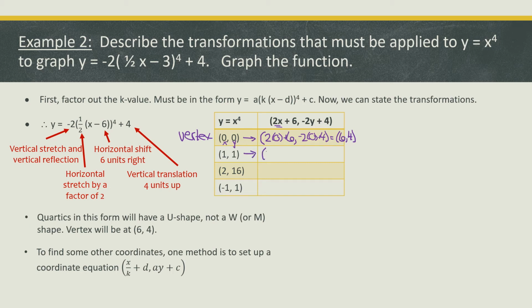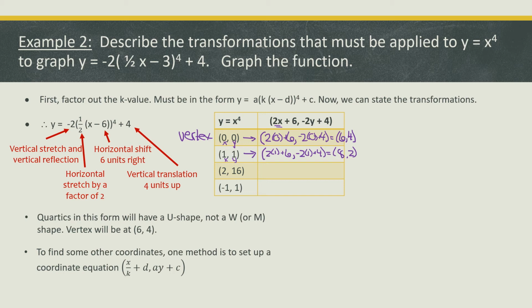So I'm going to do 2 times 1 and then add 6. That'll tell me my x piece. For the y piece, I take negative 2 and multiply it by my y. This is my y here, it's another 1. So 2 times 1, and negative 2 times 1 plus 4. That one is going to land at 8, 2. So the point 1, 1 is going to get transformed to 8, 2.